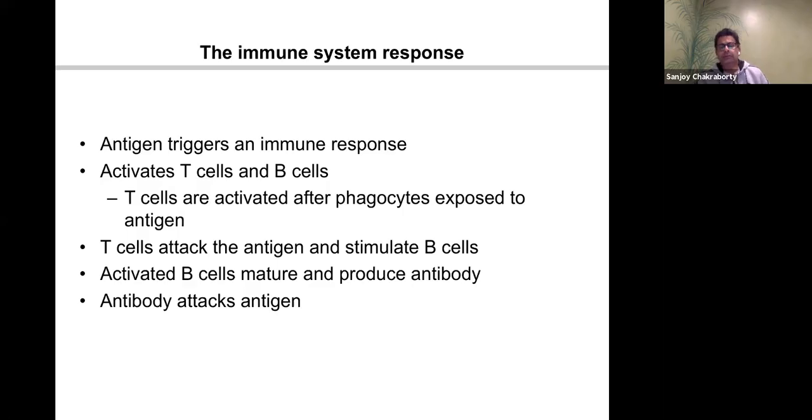Why is it called B cells? Because it's a bone marrow-driven cell. In the bone marrow, they are born, and then they develop.